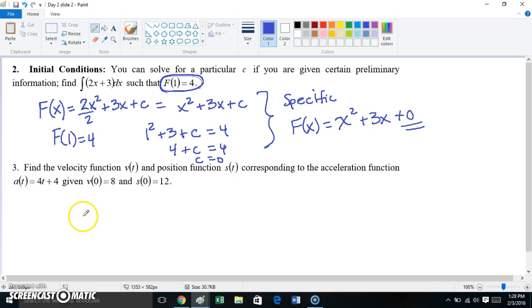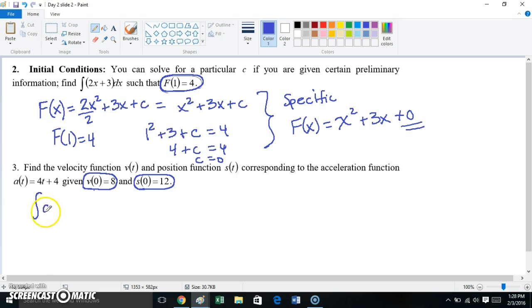Find the velocity function, v of t, and the position function, s of t, corresponding to the acceleration function, a of t equals 4t plus 4, given v of 0 is 8. That's an initial condition for the velocity. And s of 0 is 12. That's an initial condition for the position function.